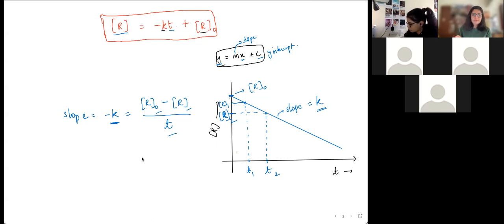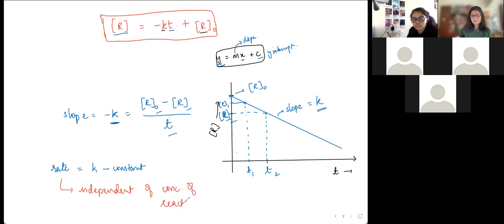Okay. So let's get back to the basics, like the definition of zero order reactions. So basically rate is equal to k, which is a constant. The significance of zero order reactions is that the rate is independent of the concentration of the reactant. So whether you take a large amount of the reactant or a small amount of the reactant, the rate is going to be constant. You can't speed up the reaction by taking a larger amount of it.